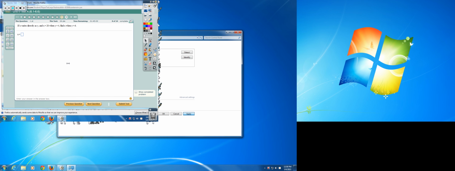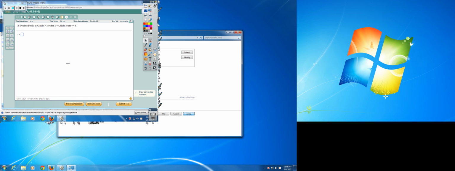If x varies directly as y, and x is equal to 28 when y is equal to 4, they want you to find k. And then they're going to give you some more information. So first thing is fix your variables if you need to. Then plug and find k. Then plug k back in and then use the extra information.